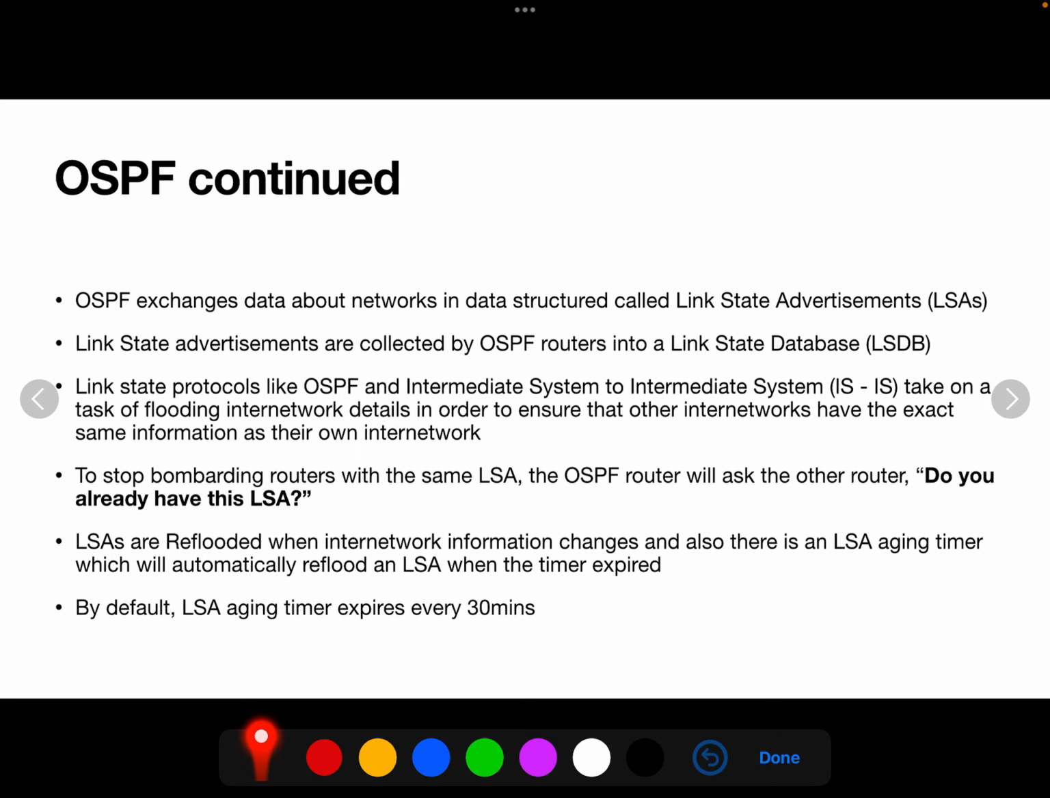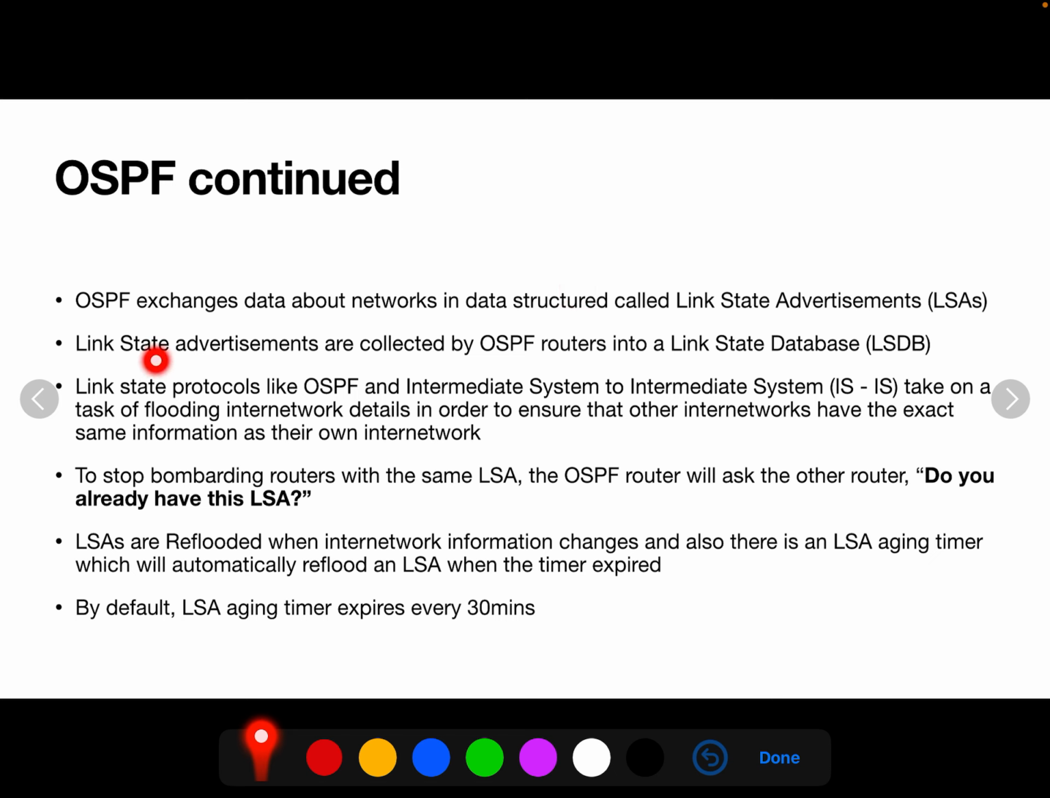Now, continuing on with OSPF. OSPF exchanges data about networks in data structures called link state advertisements. Okay, so a link state advertisement is a data structure that holds topology information.